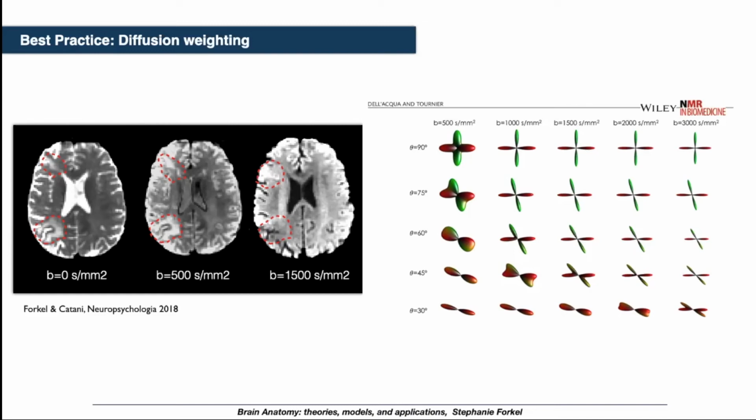But when it comes to the lesion delineation, so this is the same patient I've shown you earlier, you can appreciate that on some contrasts it's easier and on some it is harder. The other reason why you want to tinker with your diffusion weighting in your images is because depending on the b-value, you can resolve the crossing better or less good. So here's the example where you have the degree of crossing from 90 down to 30-degree angles and from 500 to 3000 b-values. And you can see the higher the b-value, the sharper the resolving of the crossing at lower angles.